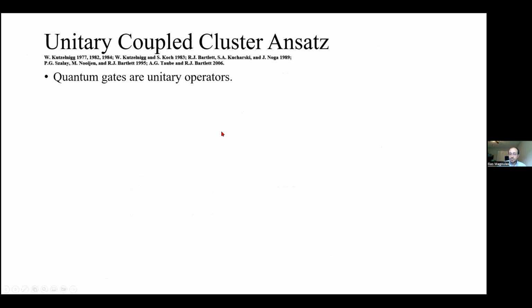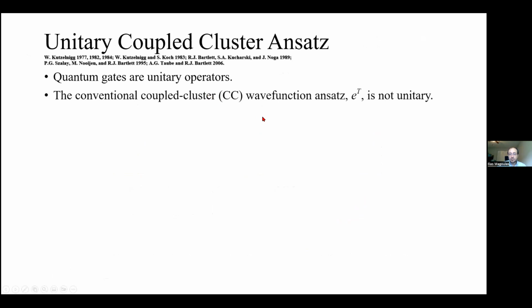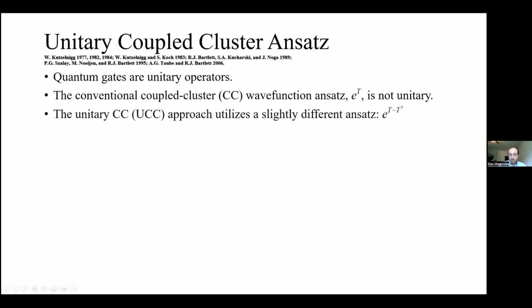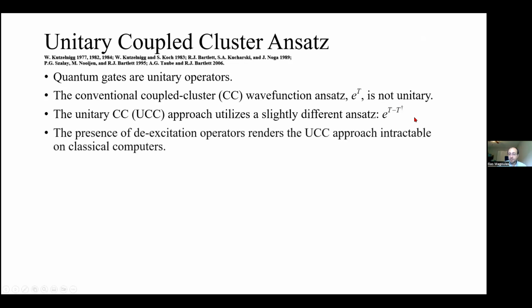There is one problem. Quantum gates are unitary operators, and the conventional coupled cluster wave function ansatz e to the T is not unitary. Nevertheless, there exists a unitary extension of coupled cluster where we utilize a slightly different ansatz. Now our ansatz looks like this: e to the T minus T dagger. T is an excitation operator and T dagger is a de-excitation operator. The presence of de-excitation operators means that the UCC approach is intractable on a classical computer.